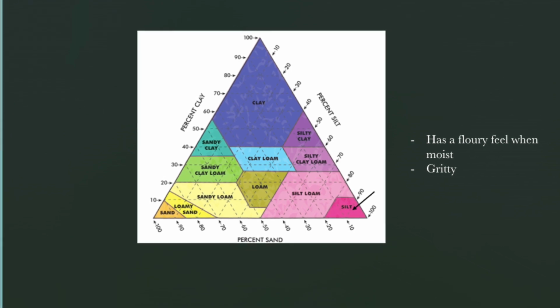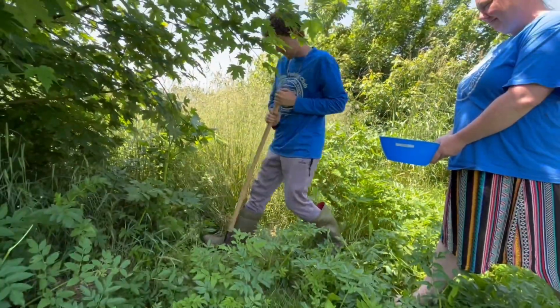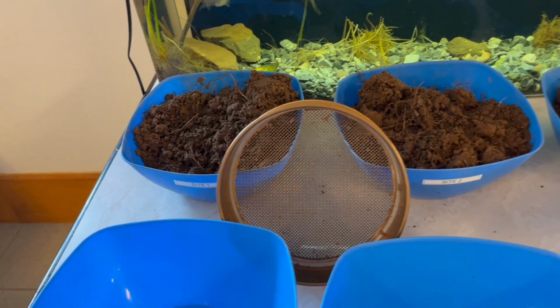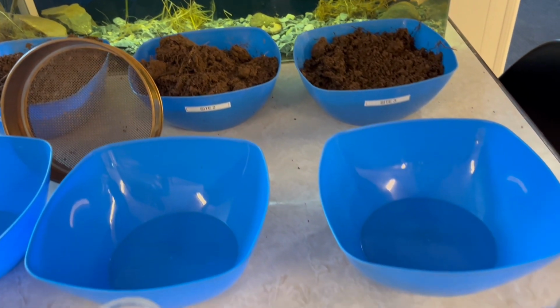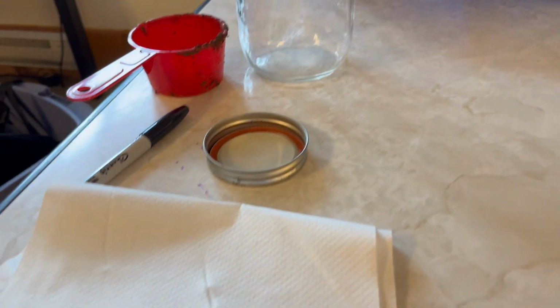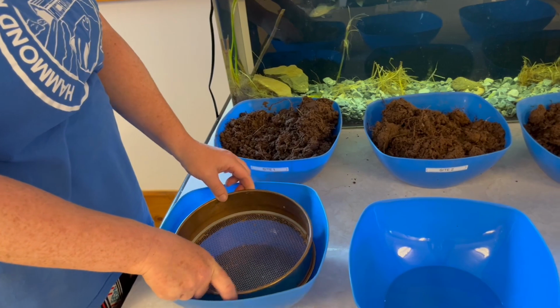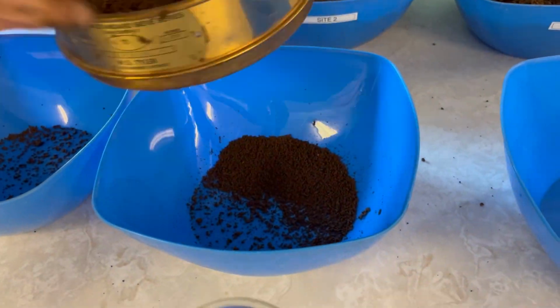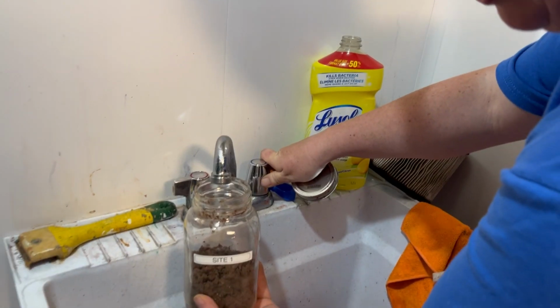For the experiment portion, you will need a shovel, a bucket, a sifter tray, a jar with a lid, and a permanent marker. To begin the experiment, dig a hole at your site. Fill a bucket with soil from your hole. Next, sift your soil until you have enough to fill about a third of the jar.